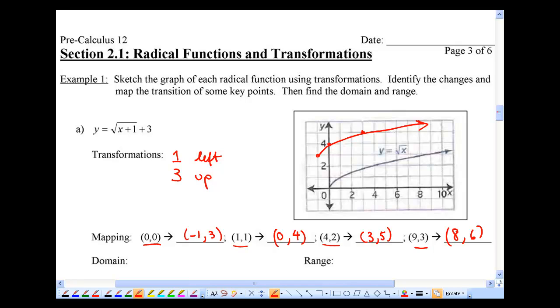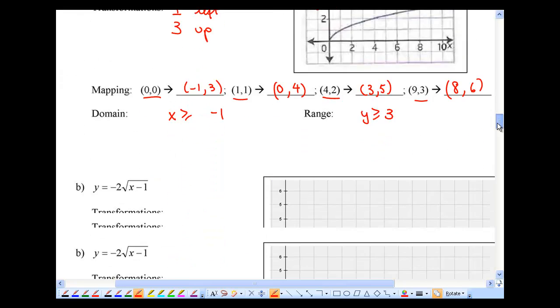Done. Now notice what happens to your domain. Since this was a translation, your domain is also translated. 1 to the left means my domain used to be greater or equal to 0, but now I'm going to cross out the 0 and replace it with a negative 1. Same thing, the range used to be y is greater or equal to 0, but I'm going to cross that out and replace it with, you guessed it, 3 up, so 3. Let's erase to make it nicer. Okay, done. You try the next one.